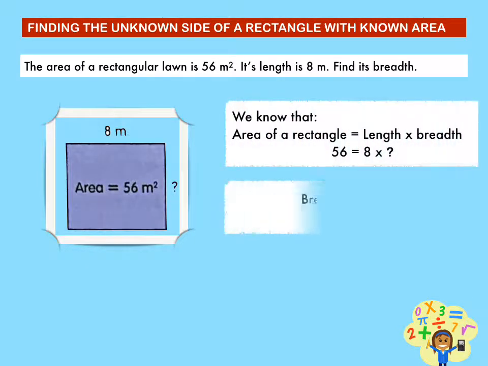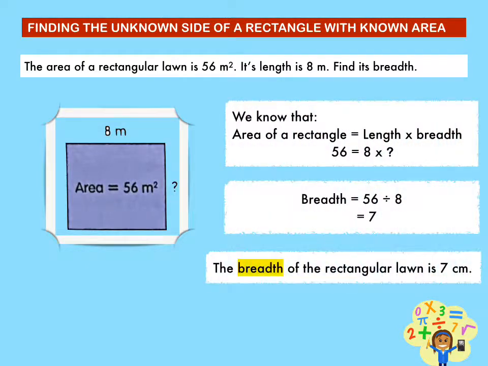We know that the formula in getting the area of a rectangle is length times breadth. So, 56 is equal to 8 multiplied by what number? To find out the given number, we simply divide 56 by 8, which is 7. So we say that the breadth of the rectangular lawn is 7 meters.